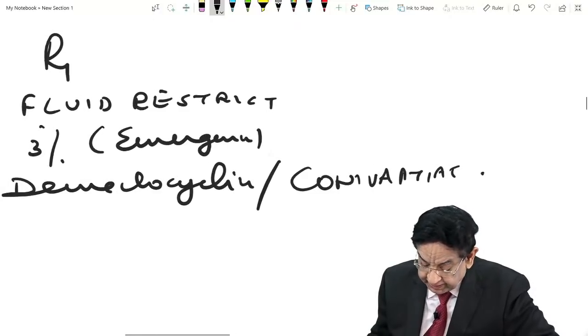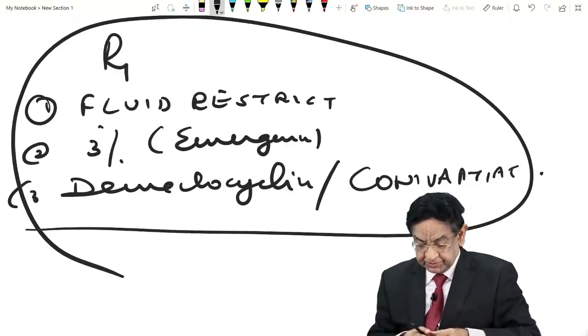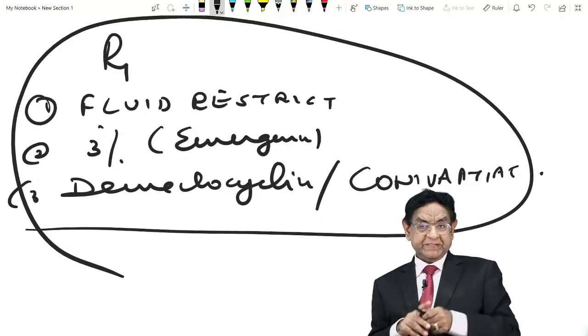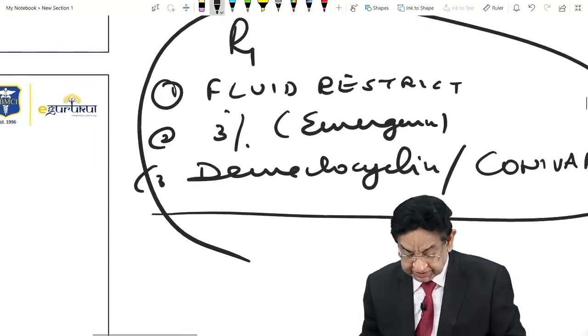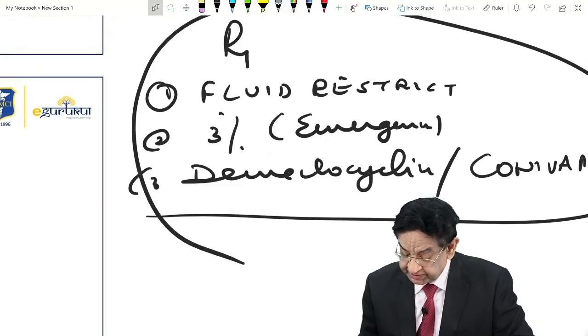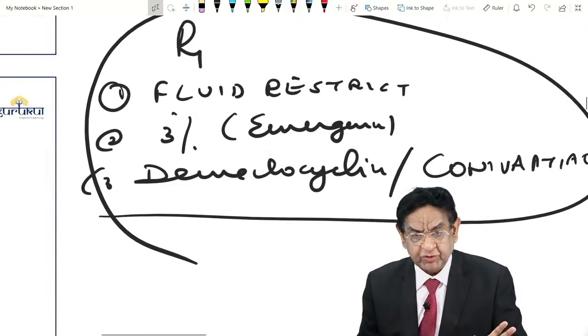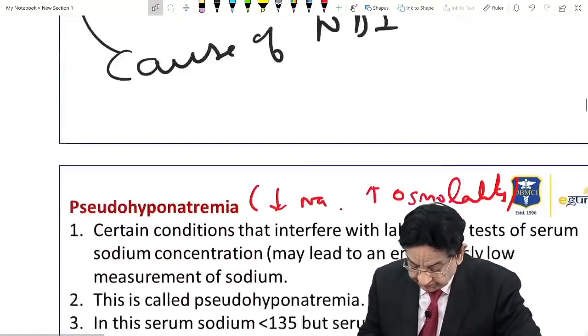Okay, in routine cases. That's all. Very simple. Okay, I hope things have been made to the simplest way. Okay, fluid restriction, 3% saline, emergency. For routine case, demeclocycline and conivaptan. Right, sir.